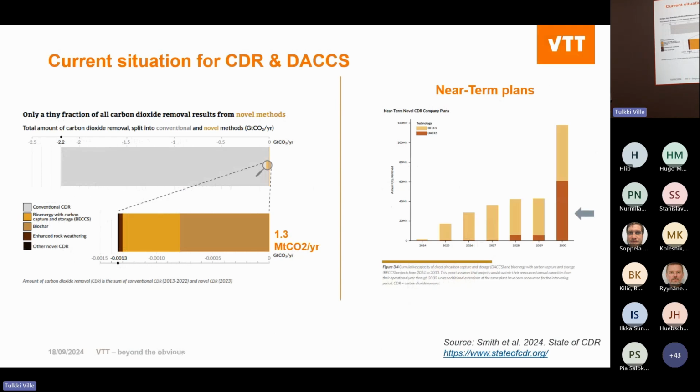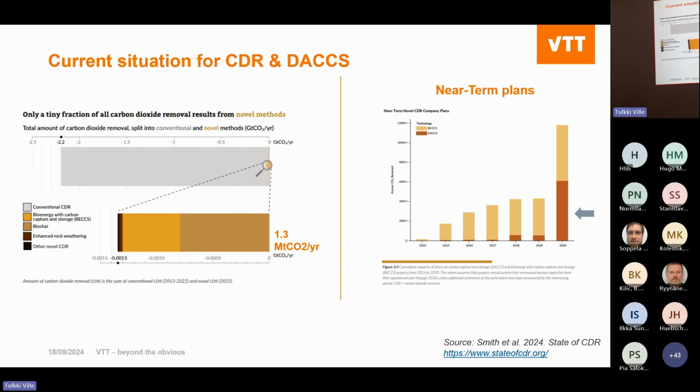So where we are at now, this is from the State of CDR report. They have tracked the current projects for carbon dioxide removals. At the moment, they concluded that we are globally doing around 2 gigatons per year of carbon dioxide removal, but that's mainly done with this conventional CDR, so afforestation, reforestation processes, and carbon farming.